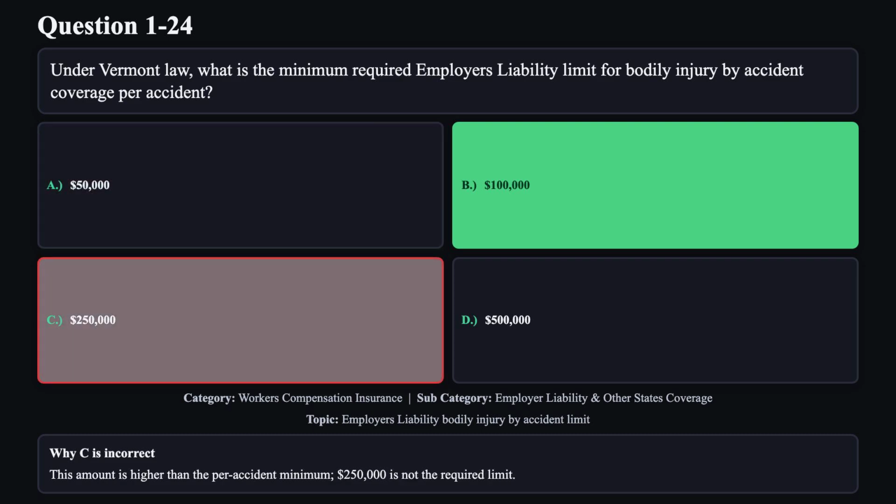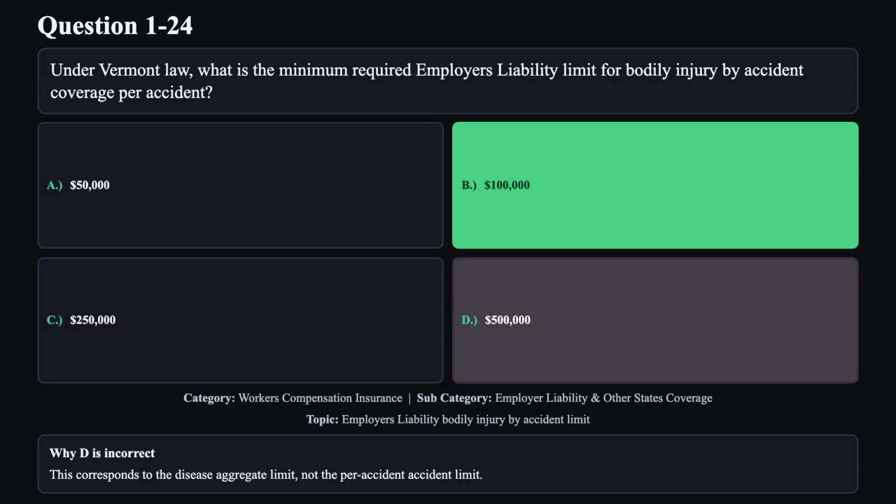Reason C is not correct. This amount is higher than the per accident minimum. $250,000 is not the required limit. Reason D is not correct. This corresponds to the disease aggregate limit, not the per accident limit.